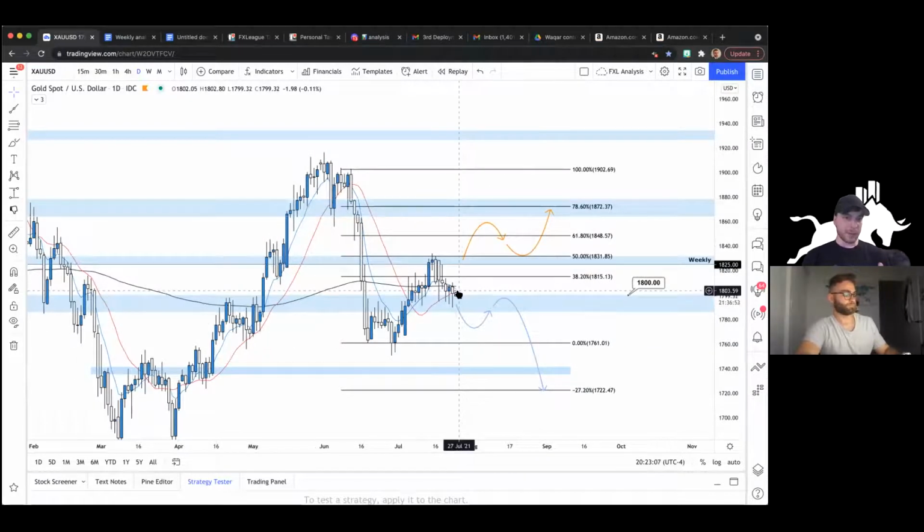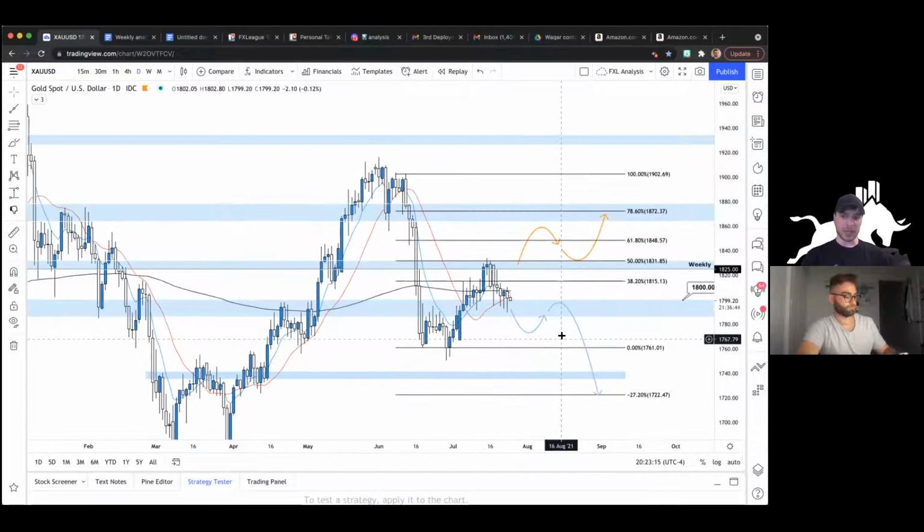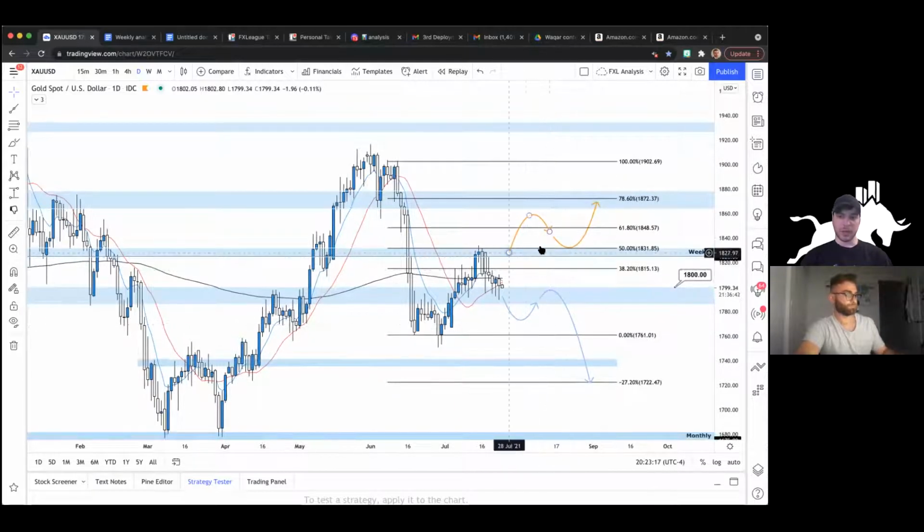But just keep in mind, this is the daily, so it's going to take a little while. If we are lucky, we'll see something play out midweek. But yeah, we'll see. And to go bullish here, again, we need to see a break of this weekly at 1825, higher low above, and then we could say gold's officially bullish again.